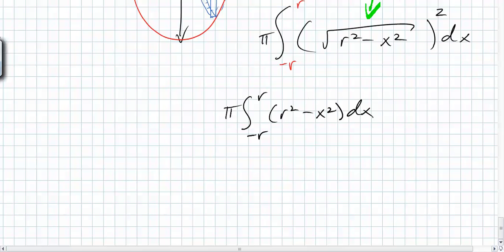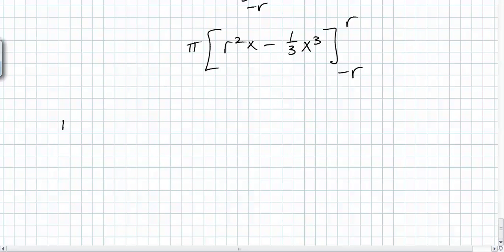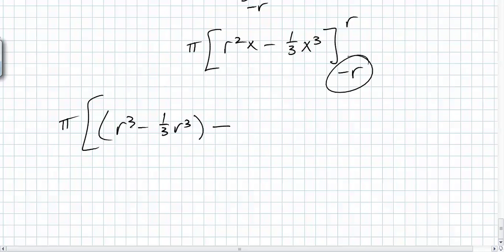What is r? It's a constant, right? So if we integrate r squared with respect to x, what do you end up with? No, you're integrating, not differentiating. R squared x minus 1/3 x cubed from negative r to r. So now we just have to be careful here. We have pi times r cubed minus 1/3 r cubed minus, now we're plugging in the negative r. Be very careful with your negatives. What do you end up with? Minus negative r cubed plus 1/3 r cubed.